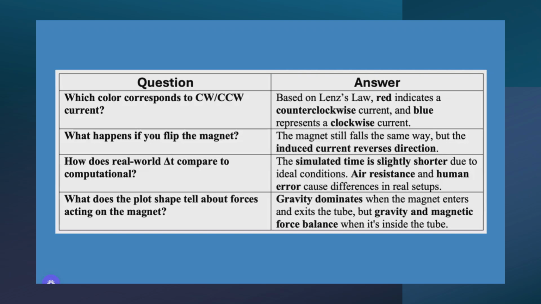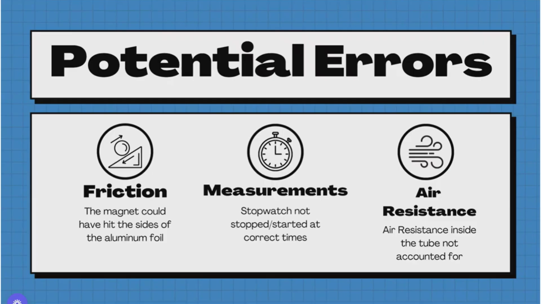How does the real world change in time compared to the computational? The simulated time is slightly shorter due to ideal conditions. Obviously, in the real world, there are things like human error and air resistance. And then what does the plot shape tell about forces acting on the magnet? Gravity dominates whenever the magnet enters and exits the tube, but gravity and magnetic force balance when it is inside the tube.